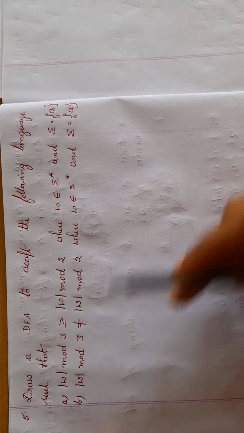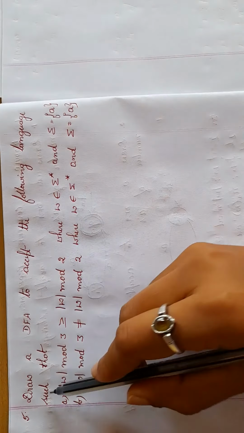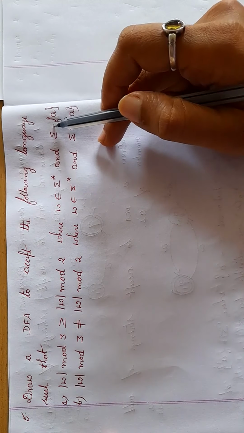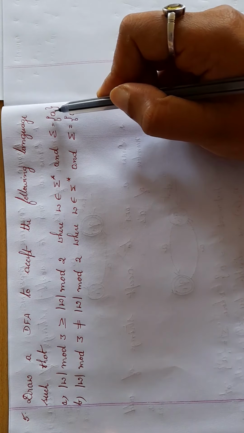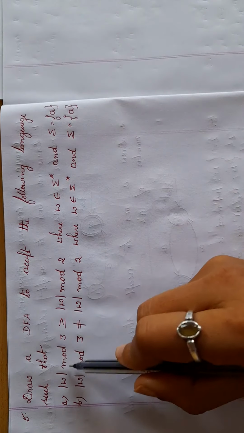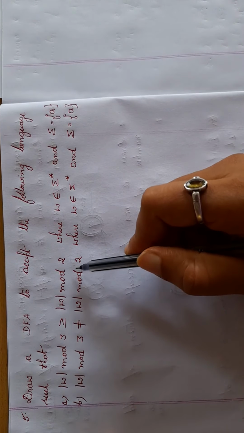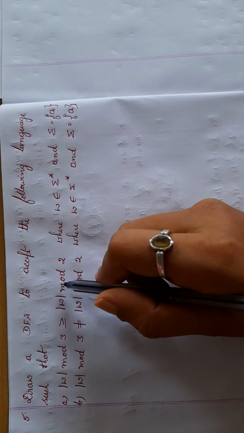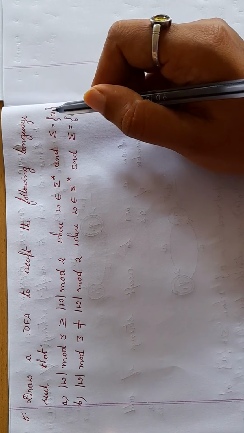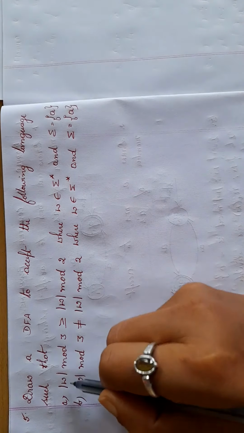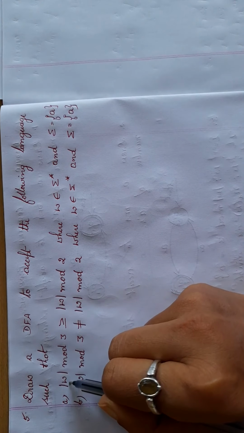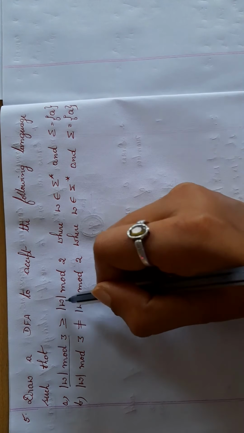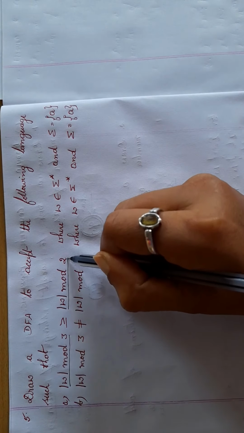The next problem: draw a DFA to accept the following language, such that I have two questions. So first I'll solve the first one. Here my alphabet consists of only A. What is the condition that is given? In my language I have taken two different things. With respect to A, the combination will be with respect to A itself. So length of string mod 3 should be greater than length of string mod 2.